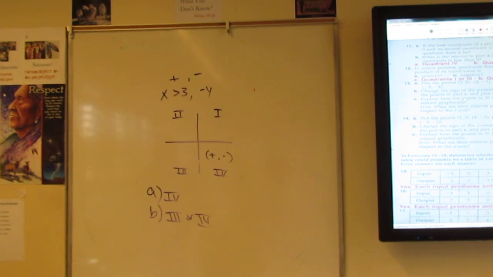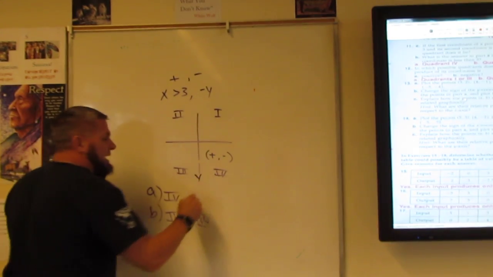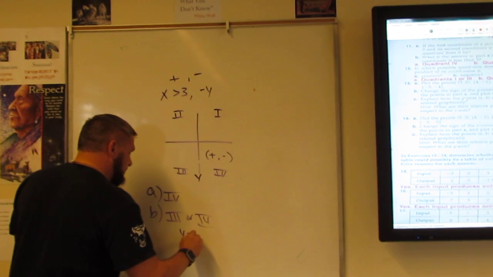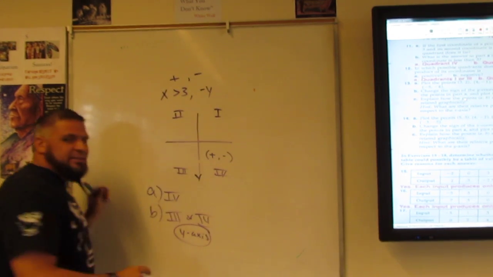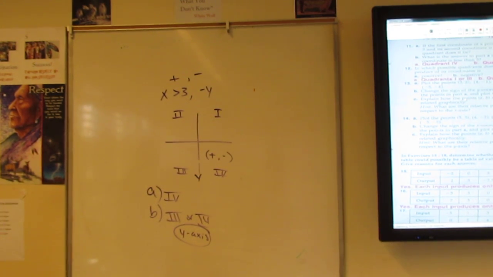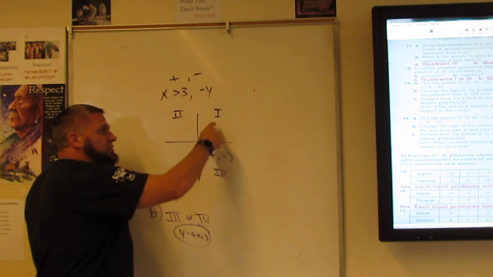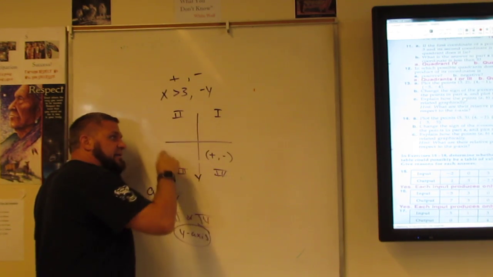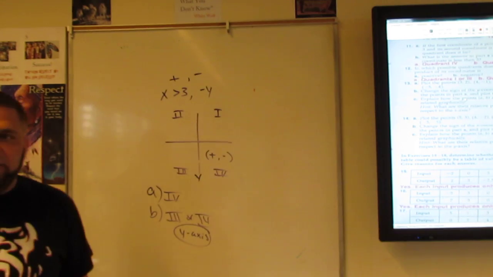And it can also be on the y-axis, yeah? And the y-axis is not quadrant 3 or 4. If it's on the axis, if it's 0, it's not in a quadrant at all. So you have to remember, the quadrants are 1, 2, 3, 4, but this is the y-axis, this is the x-axis. If it's on the axis, it's not in a quadrant.